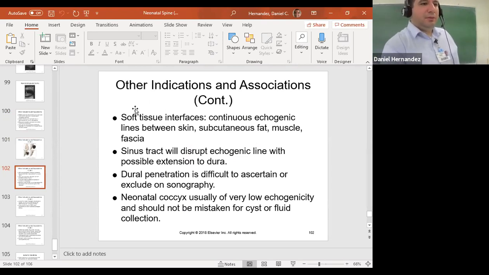We also assess the soft tissue interfaces. We look for continuous echogenic lines between the skin, subcutaneous fat, muscle, and fascia. Sinus tracts will disrupt the echogenic line with possible extension into the dura. Dural penetration sometimes is difficult to ascertain or exclude on sonography, so in those cases they will potentially do an MRI. The neonatal coccyx is usually very low echogenicity and should not be mistaken for a cyst or fluid collection.